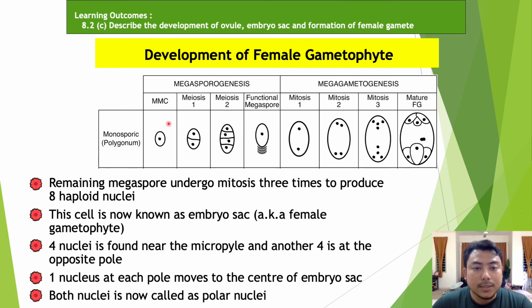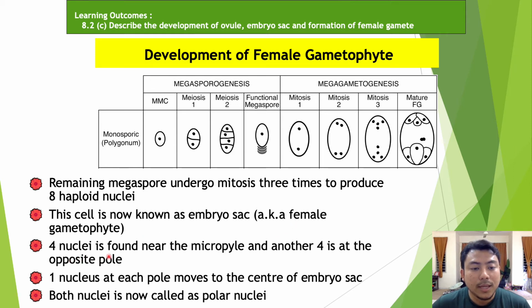So, alright, this is a simplified diagram of how one cell becomes eight. All of these statements here are just re-emphasizing what I've mentioned earlier. The remaining megaspore undergoes mitosis three times to produce 8 haploid nuclei. Remember, each of the nuclei, or each of the cells just now, is haploid. This cell is now known as the embryo sac, aka the female gametophyte.